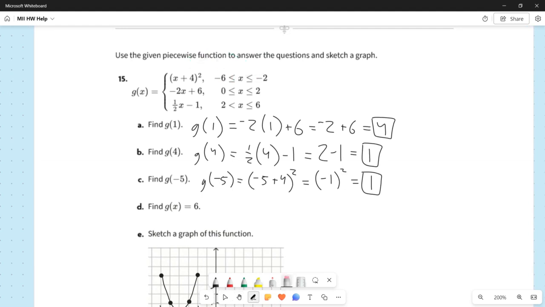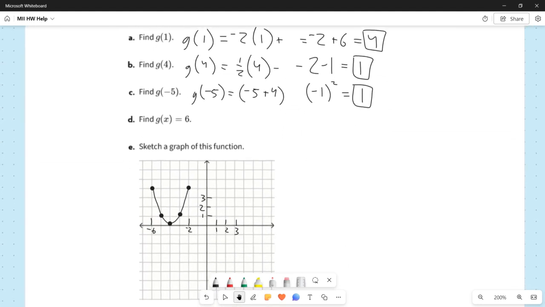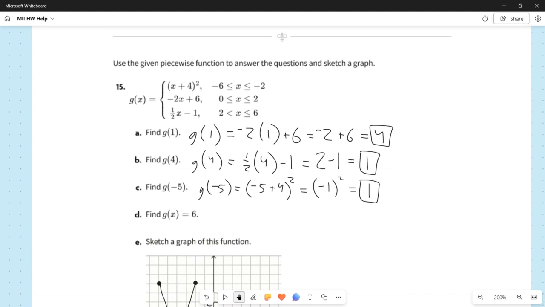Taking a look at the next piece here. The next piece is between 0 and 2, so between 0 and 2 is just to the right of the y-axis. This piece looks like a linear function. The first piece was quadratic. Now we have a linear function, -2x plus 6.